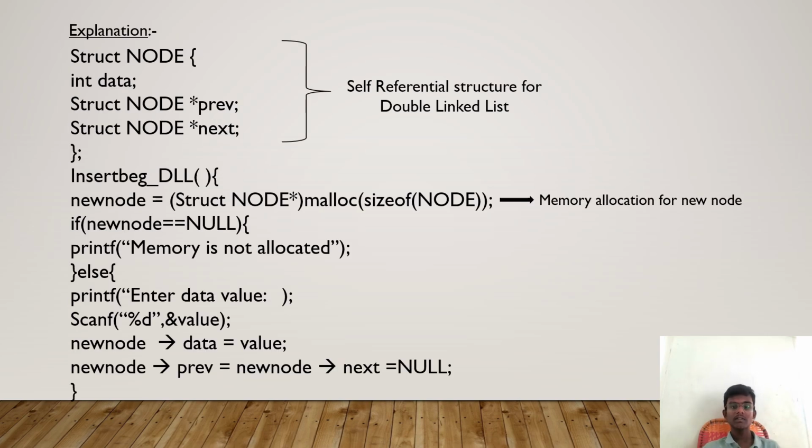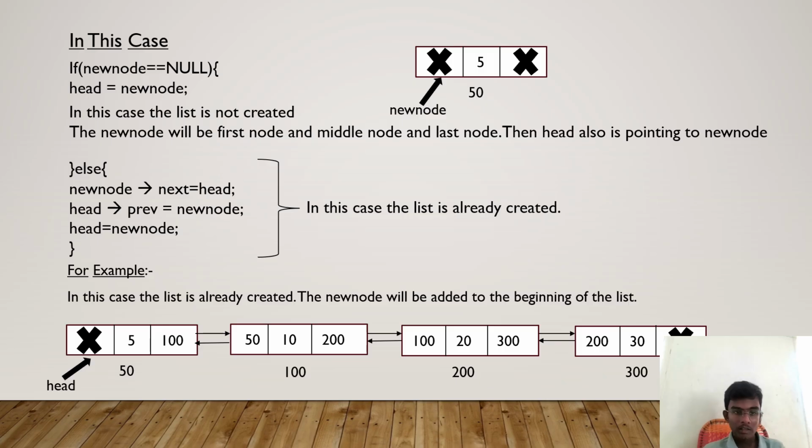Explanation. It is a self-referential structure for a double linked list. Memory allocation for the new node. If new node equal to NULL, in this case the list is not created. The new node will be the first node, that means this is the new node. The new node will be the first node, middle node, and last node. Then head is pointing to the new node. Then the new node will be said to be head.